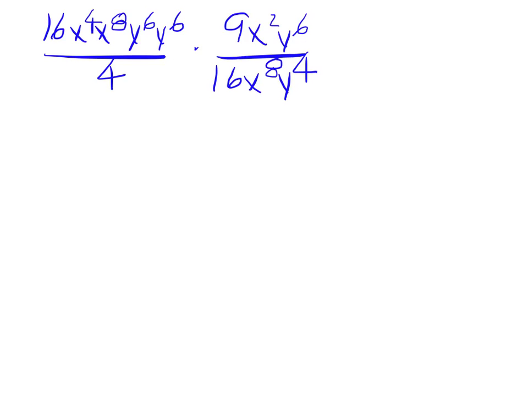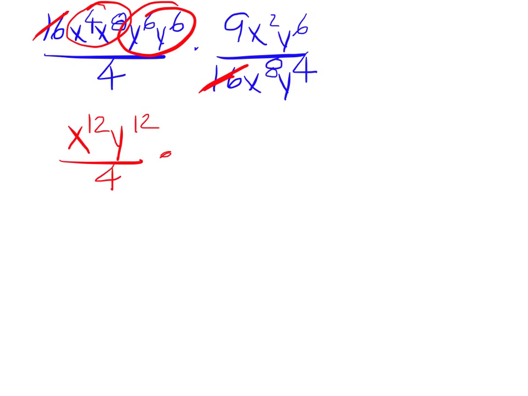Remember that you can cancel diagonally. Here's a 16 here and here that are gone. You don't have to have those anymore. The x's on the left side simplify to x to the 12th, and the y's simplify to y to the 12th. You just have a 4 on the bottom. On the right side, you still have a 9 on the top, but notice that your x's over top of each other, the largest one is on the bottom. 8 minus 2 is 6. And then the y's cancel out the same way, except the largest one is on the top. That's y squared.